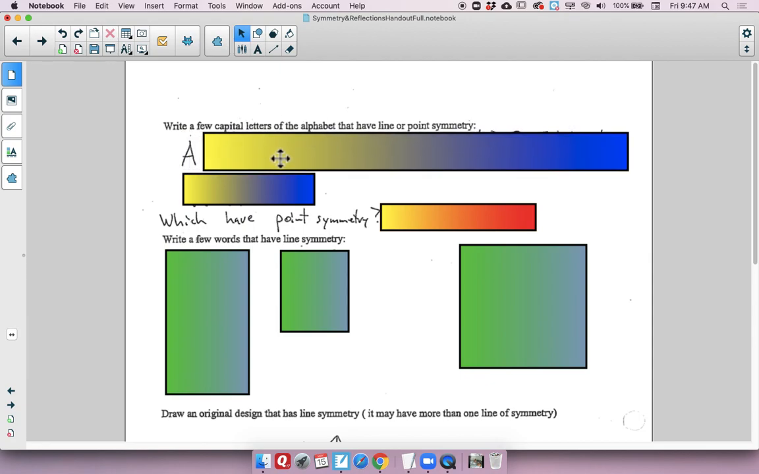So does A have line symmetry? Yeah, it sure does, right? It would be right here cutting down this way. And then what about B? Yeah, B would. Where would the line of symmetry be? Hopefully you said right across here like that. So go ahead and go through the alphabet, see what you come up with. I think I might have gotten them all. Let's see. But go ahead and try it.